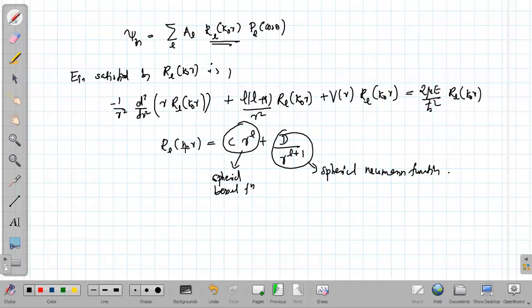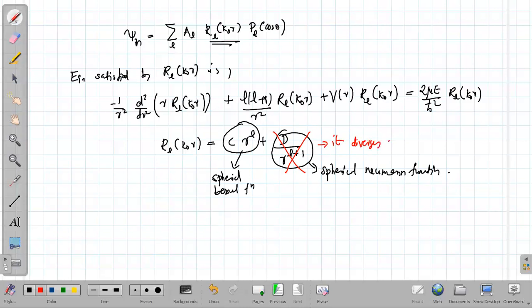Now this equation must be valid at all possible R, but the problem is that one of the terms diverges when R tends to 0. So which term diverges when R tends to 0? When R becomes very small, the spherical Neumann function diverges. So therefore it is not a possible solution, because it diverges when r tends to 0.